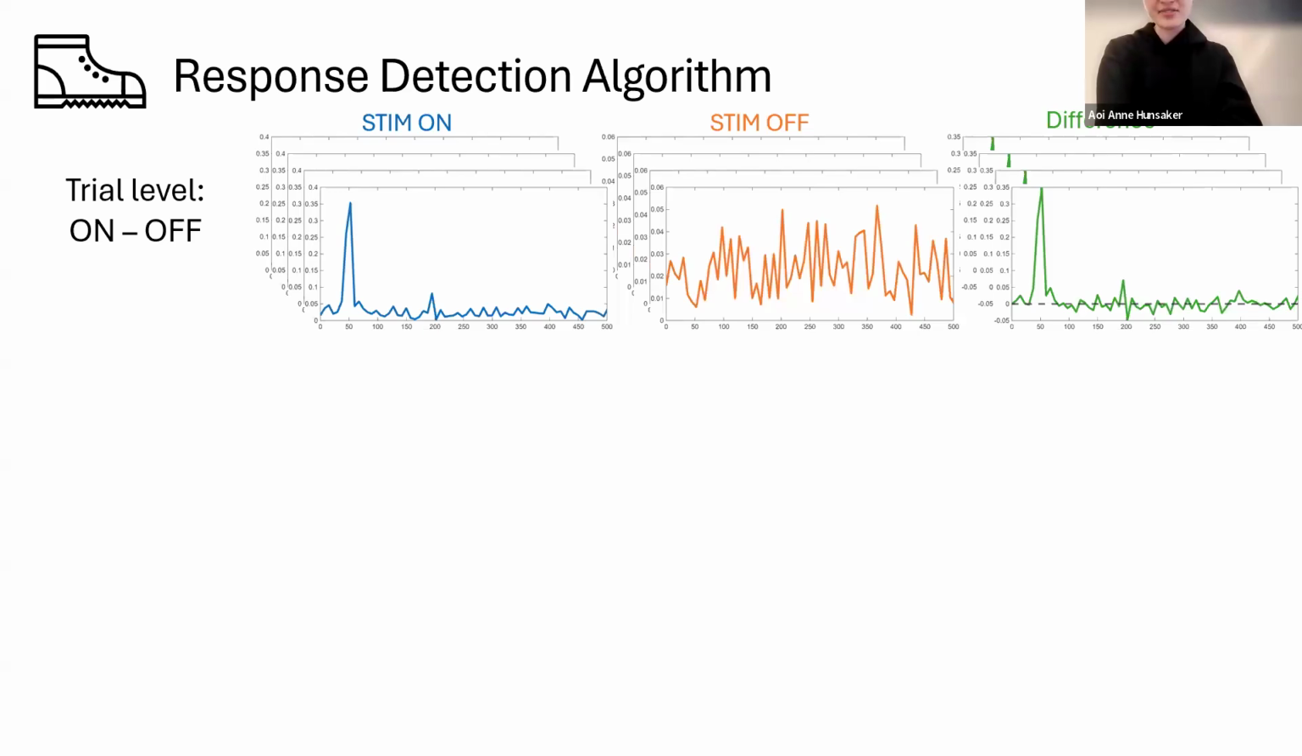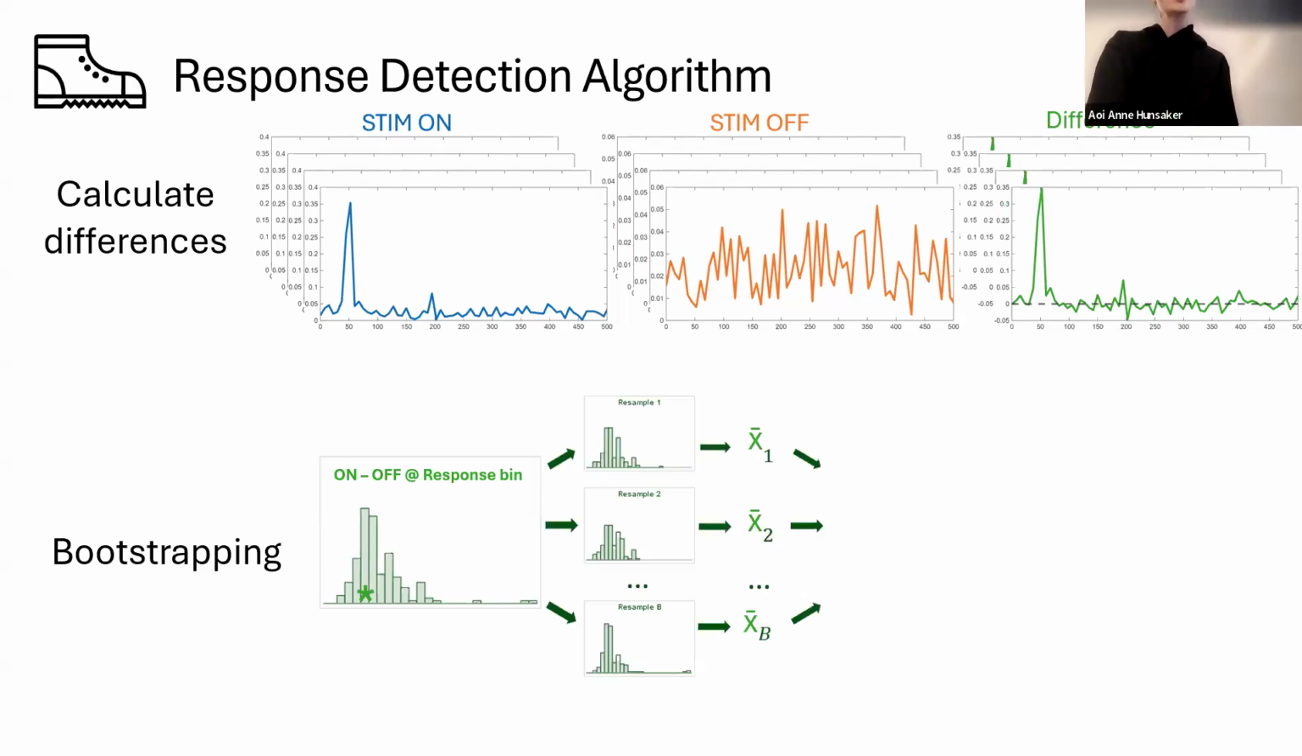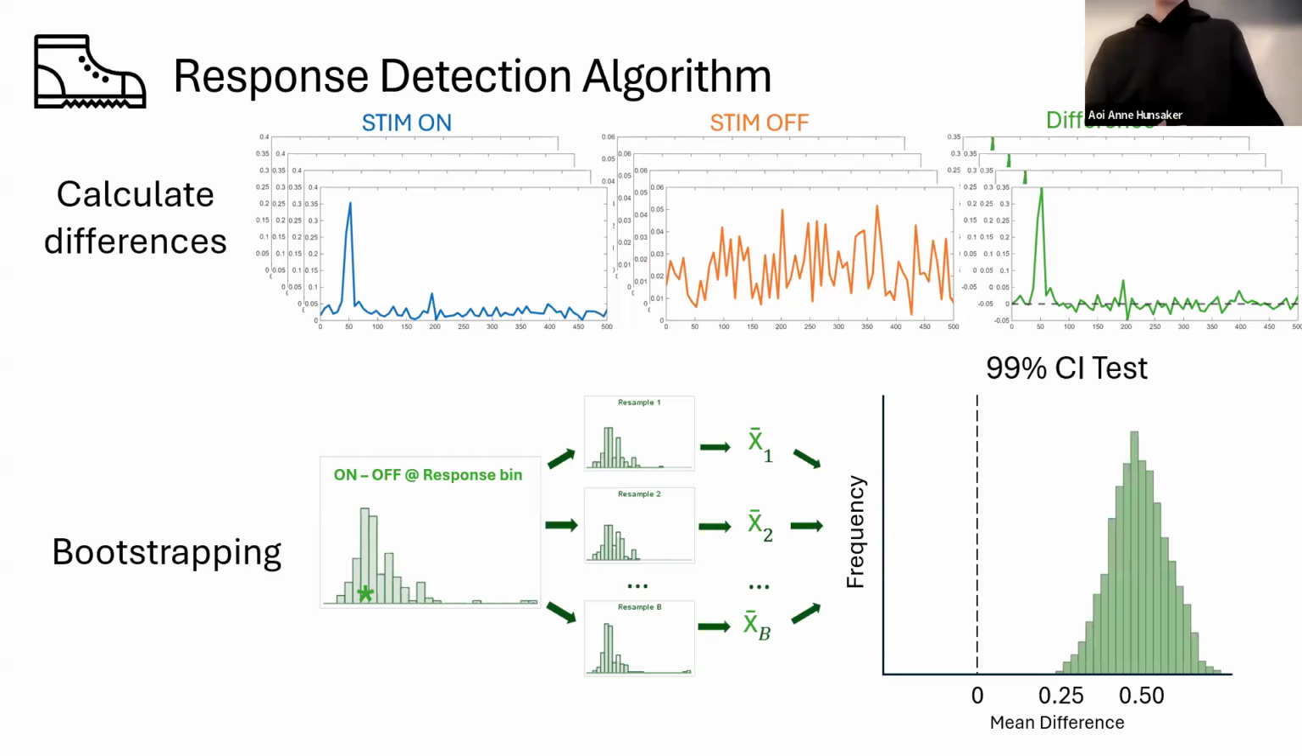And after calculating this difference, the program then extracts the magnitude value at the auditory response frequency bin across all available trials, and then creates a new data set of all of these amplitudes. And then bootstrapping is conducted to generate a distribution of these mean values. And then a 99% confidence interval test is conducted to see if the value of 0 is within the interval.